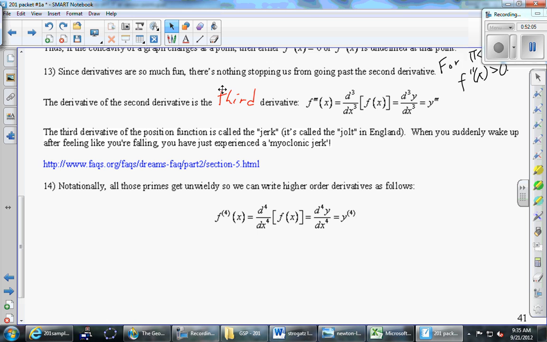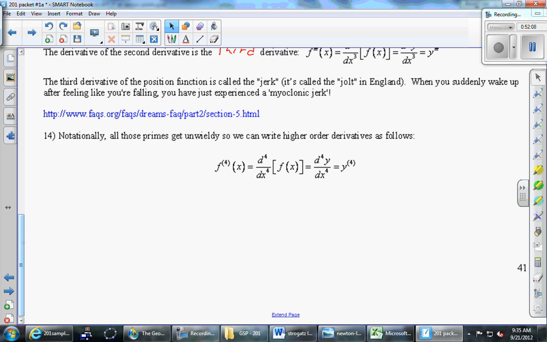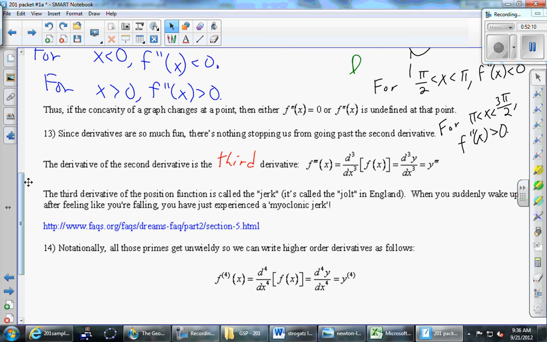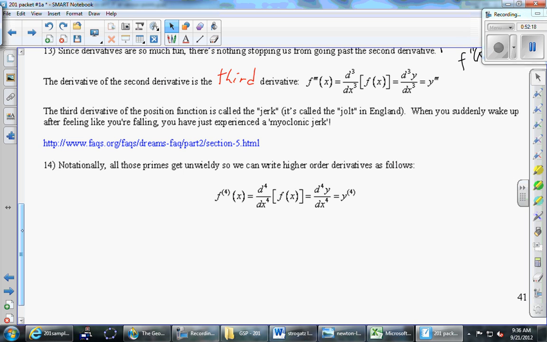Okay, and then finally, we stop writing all these primes at the third derivative because at some point it becomes really hard to count them. So after the third derivative, we generally put the number of the derivative up there in parentheses. So f parentheses 4 doesn't mean f to the fourth power. Without the parentheses, that's probably what it would mean. But with the parentheses, it means it's the fourth derivative, but I don't want to hurt your eyes by putting 4 little tiny slashes and asking you to count them. Okay?